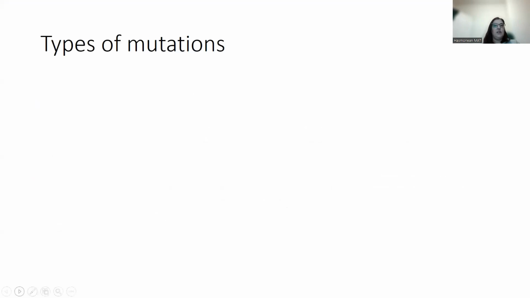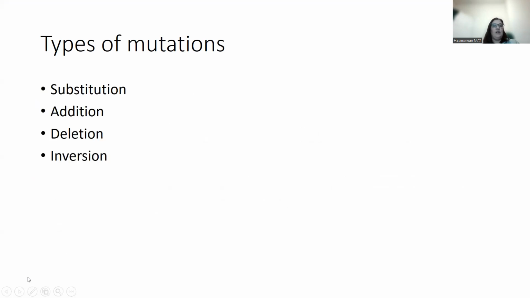So in this video, we're going to look at mutations. We covered this in AS, so it's just really a revision looking at the types of mutations and their effects. So for types of mutations that we've come across: substitution, addition, deletion, inversion, and translocation. We're going to look at each of those in turn.